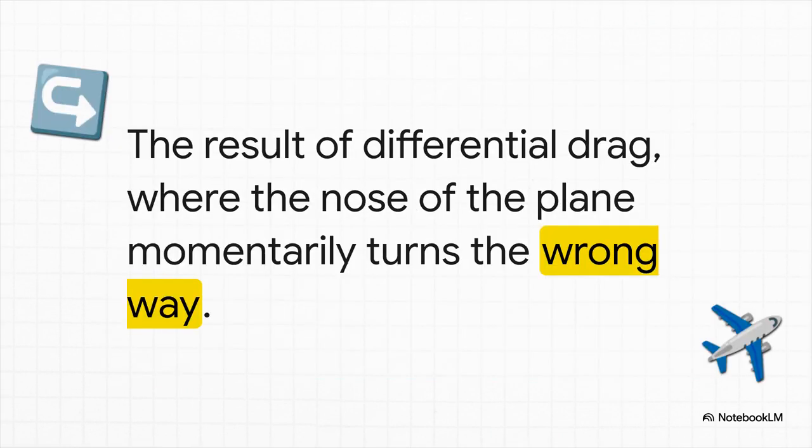And that extra drag causes something called adverse yaw. I mean, just think about how wild that is. The pilot moves the stick to turn left, but for a split second, the nose of the plane actually swings the wrong way, to the right. This makes for a really sloppy, inefficient turn. And for the early pioneers of flight, this was a massive, massive puzzle they had to solve.